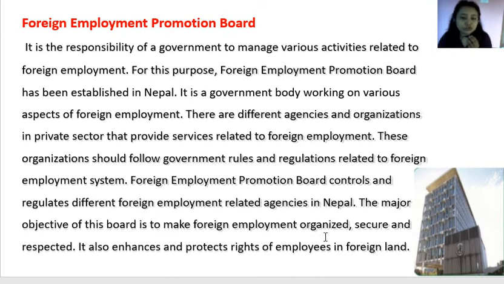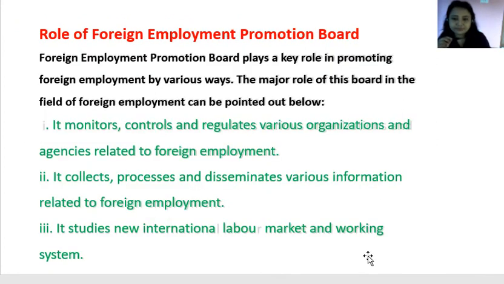This Foreign Employment Promotion Board will help you to guide about the rules and regulations in foreign employment, as well as allow you to have organized, secure and respected job employment opportunities, and it also enhances and protects the rights of the employees in the foreign land. Okay, now the role of the Foreign Employment Promotion Board. As I have said, this is a very important topic. How the promotion board will be helping you in the employment activities. That is very much important.